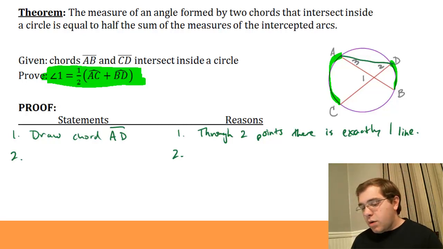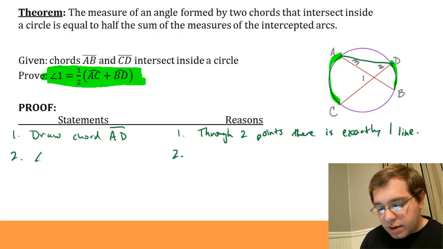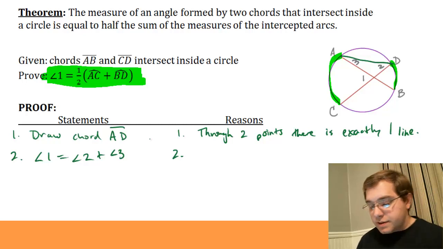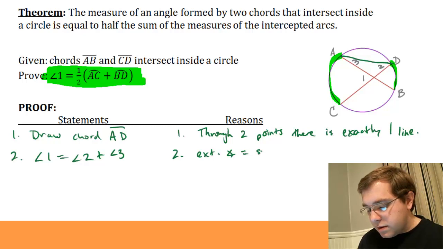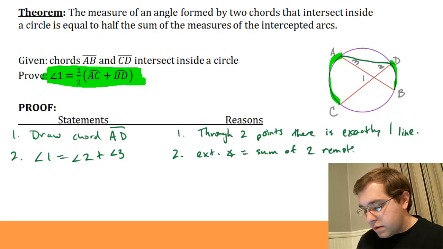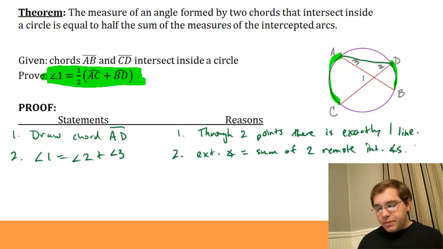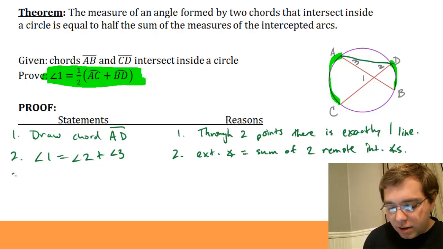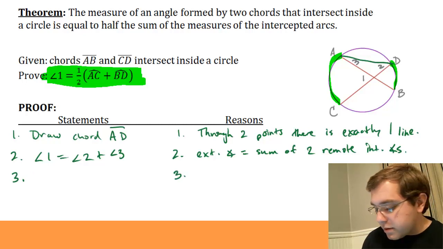In this triangle, angle 1 is an exterior angle. So angle 1 is going to be equal to angle 2 plus angle 3, because an exterior angle equals the sum of the two remote interior angles. The theorem we had last semester. So angle 1 equals angle 2 plus angle 3. But angle 2 and angle 3 are both what kind of angles in this circle?